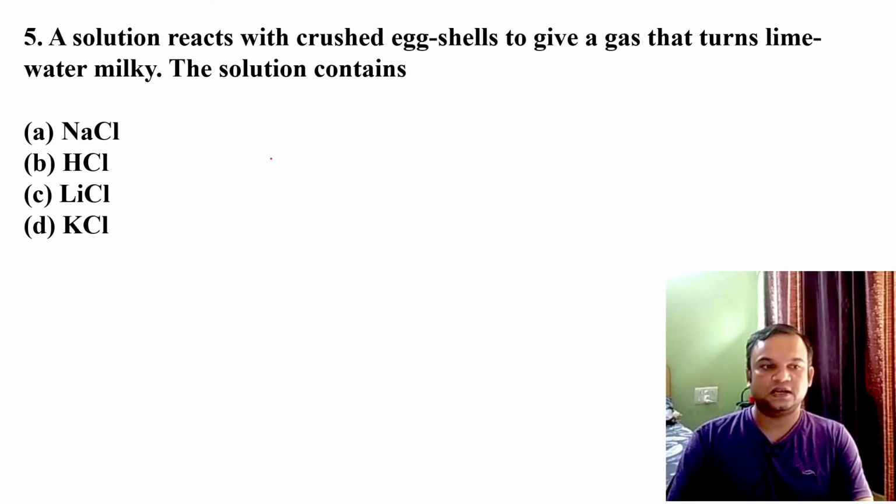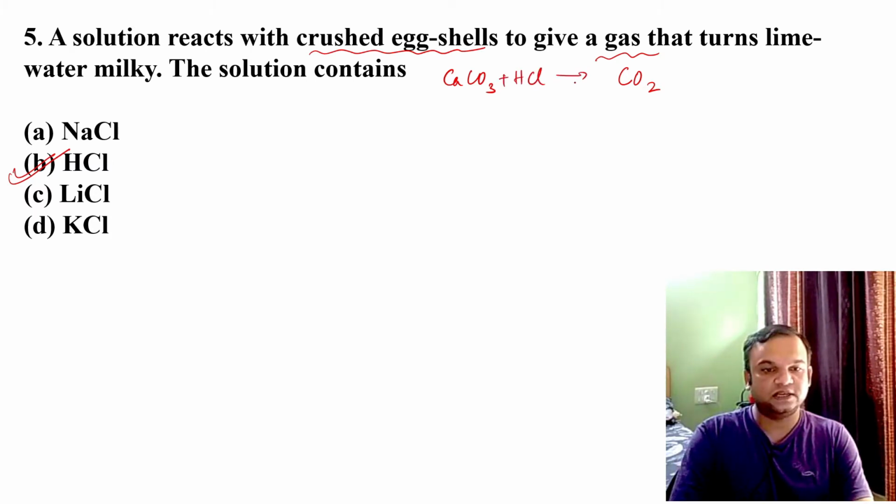Next question says, a solution reacts with crushed eggshells to give a gas that turns lime water milky. The solution contains. Students, the crushed eggshells will be having calcium carbonate, and the gas which turns lime water milky should be carbon dioxide. The option will be HCl, because when calcium carbonate reacts with HCl, that is an acid, it forms carbon dioxide and it also produces calcium chloride salt.